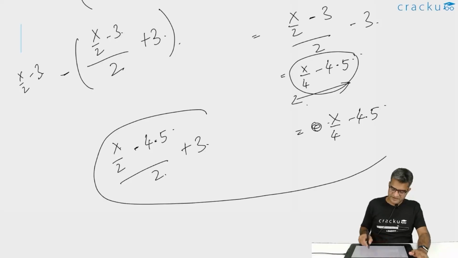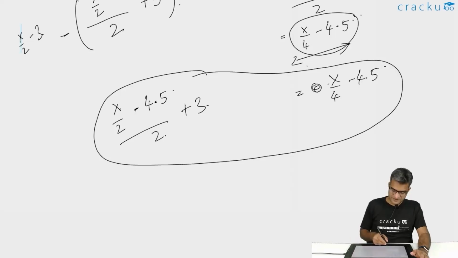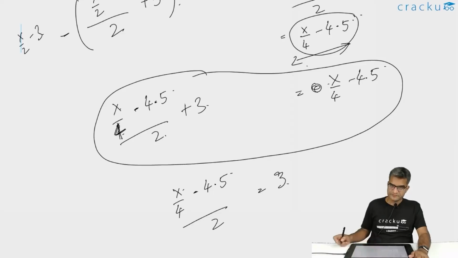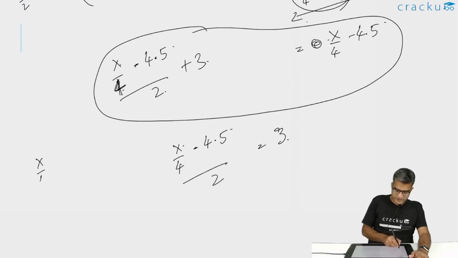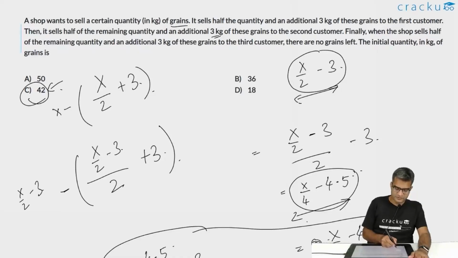This is basically the equation we have. If you solve this equation, we will get the value of x. So if you are simplifying it, this is x by 4, sorry. This will just multiply the entire equation, or we can simplify this. This is x by 4 minus 4.5 divided by 2 is equal to 3. This would imply that x by 4 minus 4.5 is equal to 6, or x by 4 is equal to 10.5, or the value of x is equal to 42 kgs. So the answer for this question is option C, which is 42.